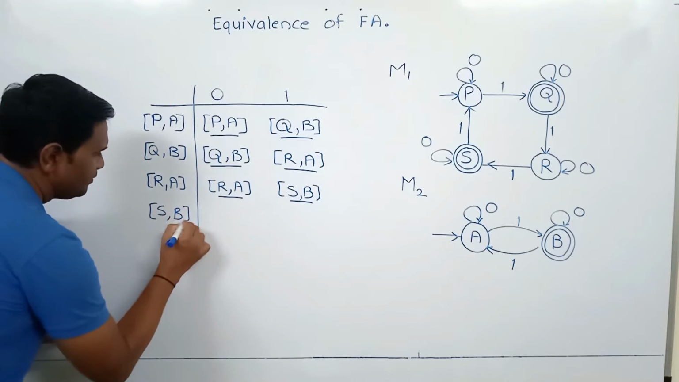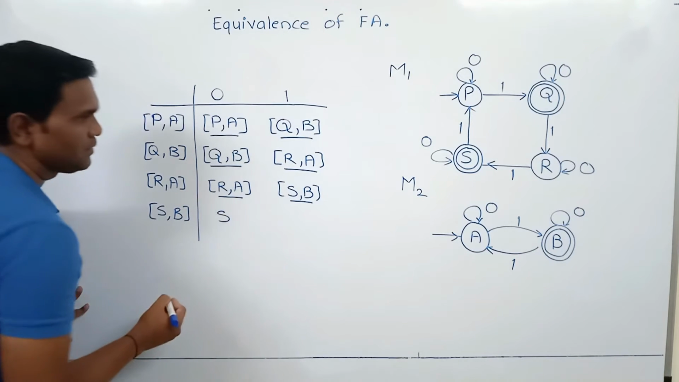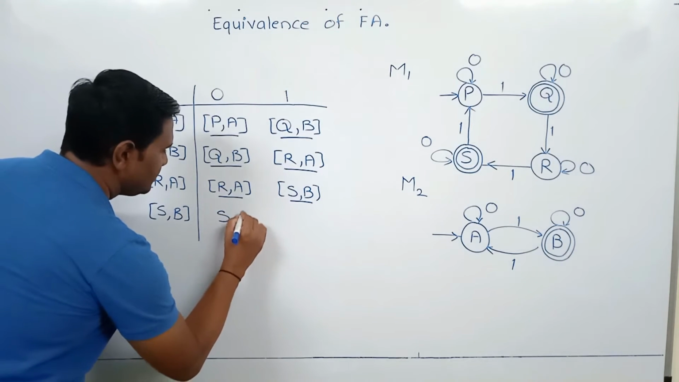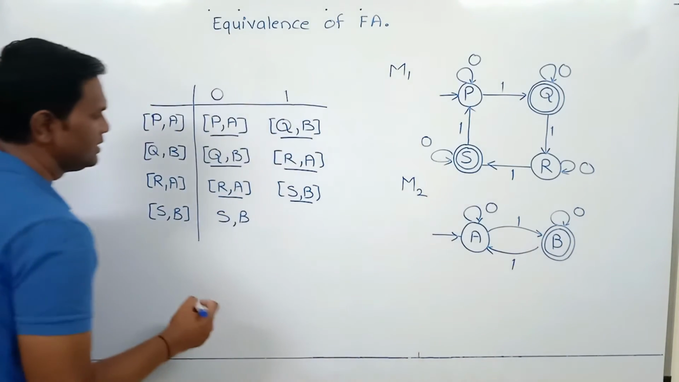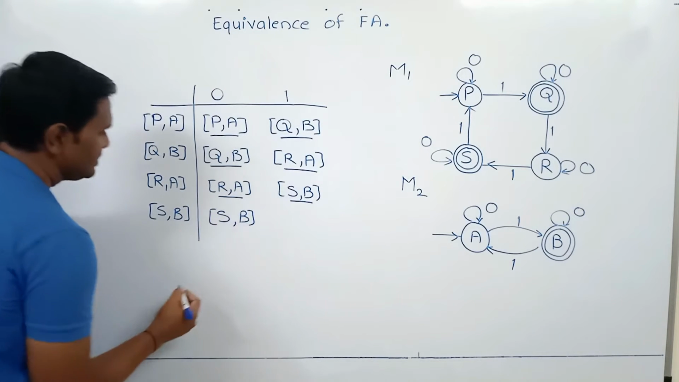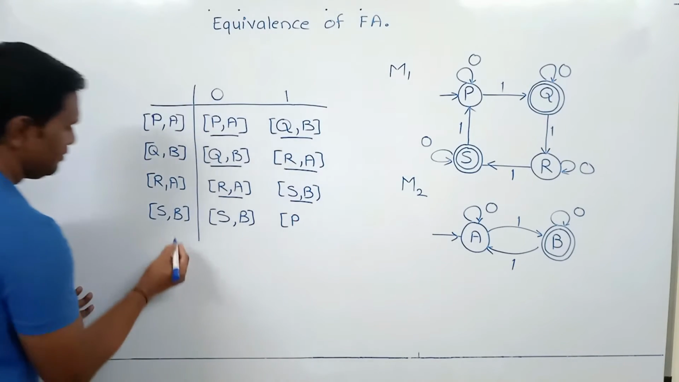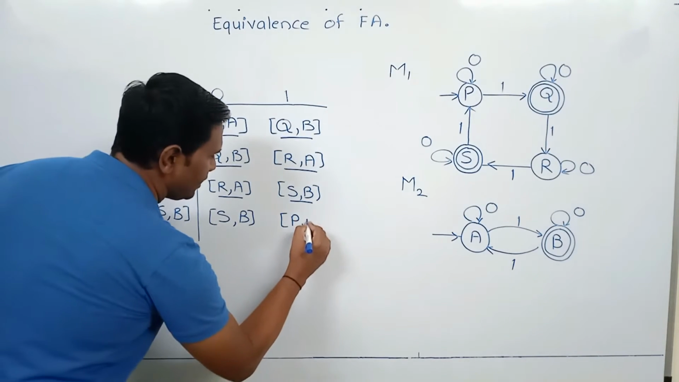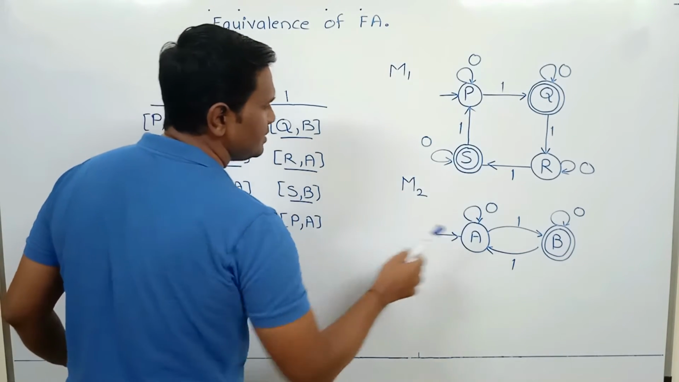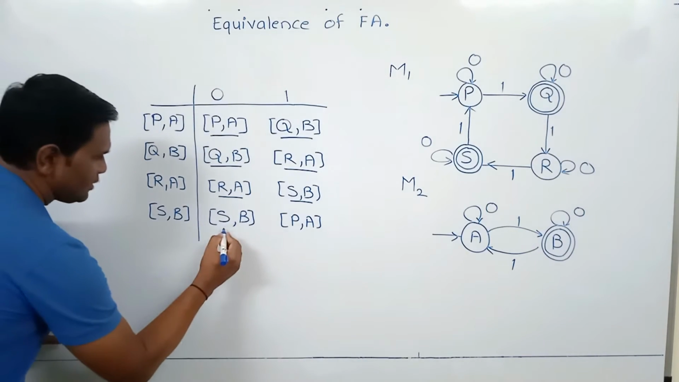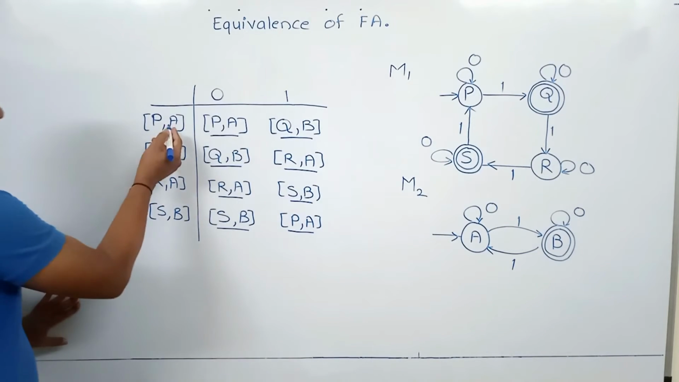So S comma B. Now S on 0 remains in S. B on 0 remains in B. S comma B. S is final, B is also final. Now transitions on 1. S on 1 goes to P. B on 1 goes to A. P comma A. P is non-final, A is non-final. Now S comma B, this entry is over here. P comma A, that is also over here.